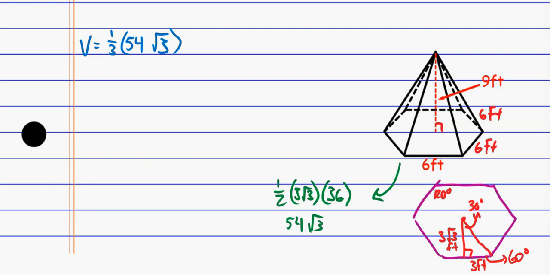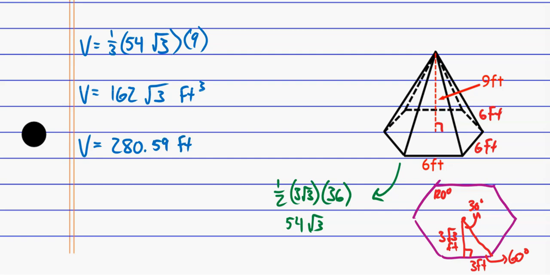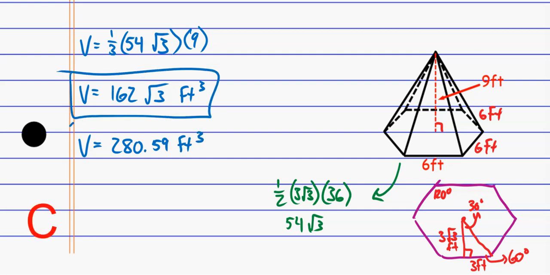And then times the height of this thing. The height was actually given to me. It's that 9 feet. And so now once again, I can plug this into my calculator. If I leave it as a radical, that's going to be 162√3, and that's cubic feet. If I rounded this off as a decimal, that's going to be 280.59 cubic feet. Okay, so again, depends on the question.